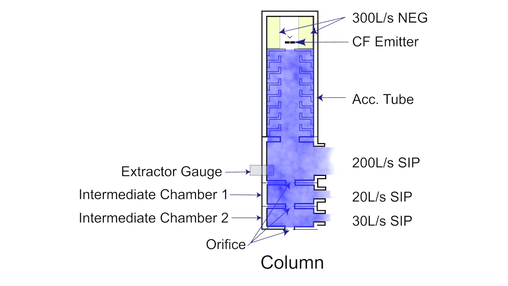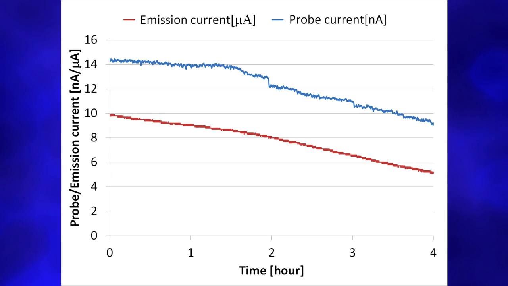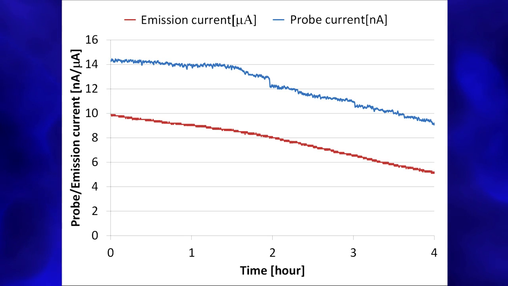The JEOL ARM200F incorporates non-evaporative getter pumps in a new design for the vacuum system that evacuates the area around the tip to around 10 to the minus 9 pascals, resulting in excellent emission stability. A differential pumping system isolates the vacuum of the gun chamber from the rest of the column. The probe current is stable enough to start observation and analysis almost immediately after flashing.